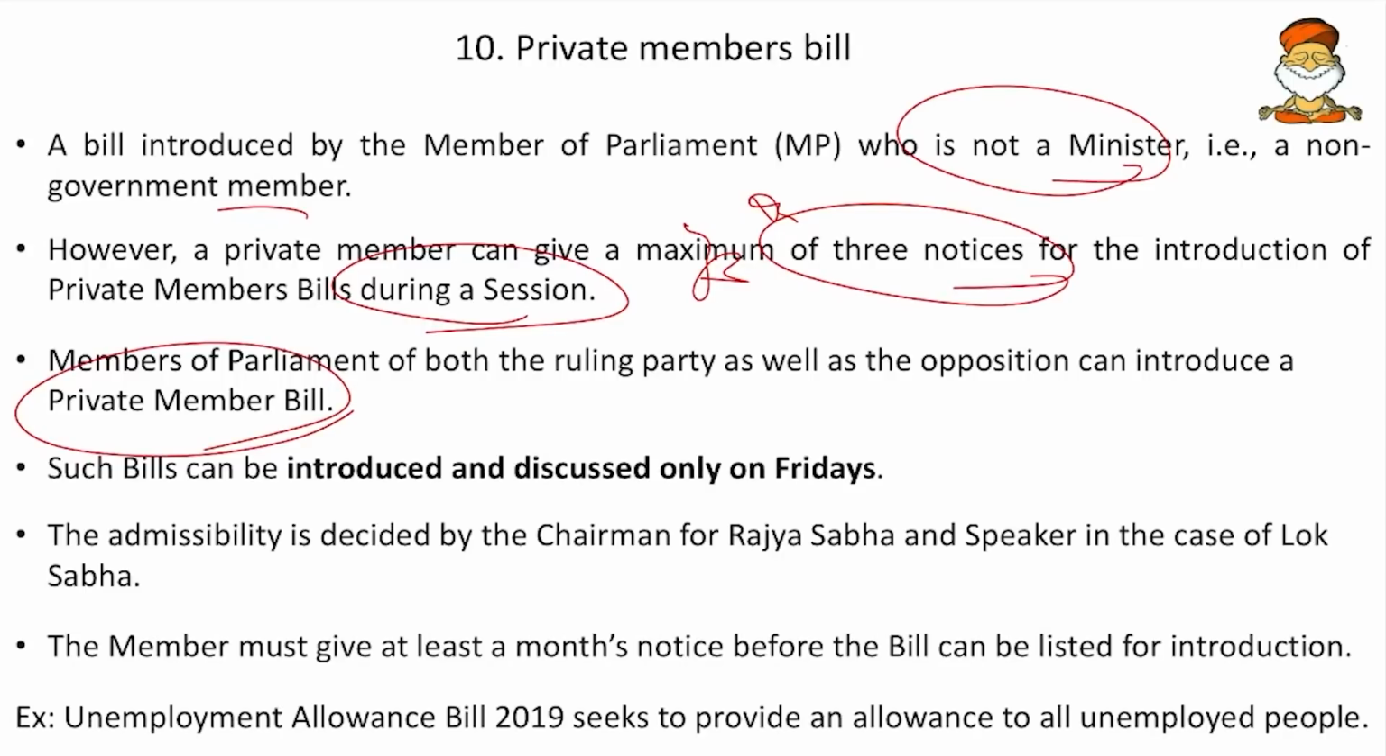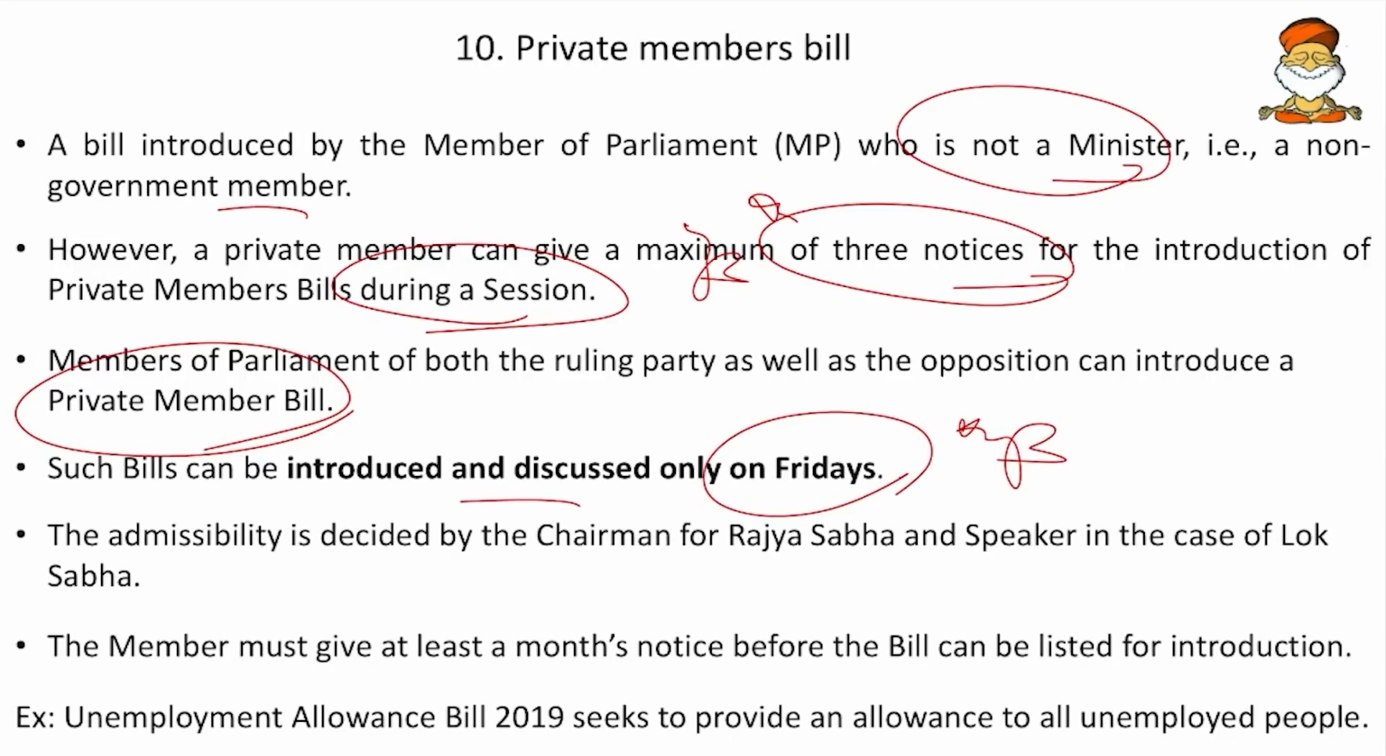So an MP need not be from the opposition only. Even if he is from the ruling party, if he feels that his advice is not being taken by the Council of Ministers, he can raise awareness by bringing a private member's bill. Such bills can be introduced and discussed only on Fridays. This is written in the rules of procedure.